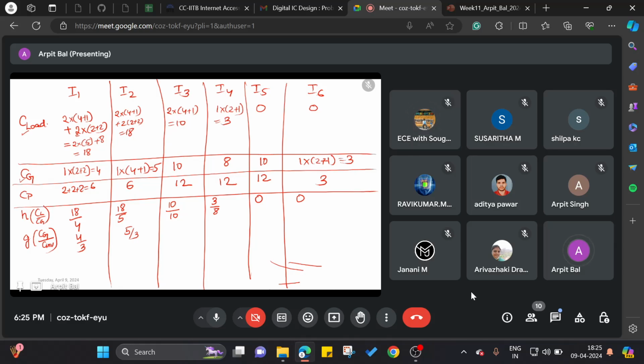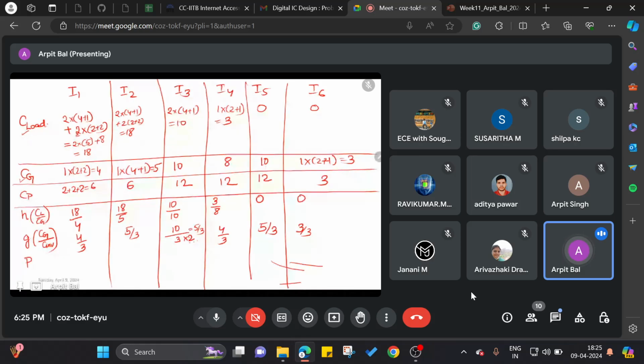Yeah, correct. So I3 is basically 10 by 3 into 2. This factor of 2 is there because we need to take an inverter of the same drive strength. I3 is a gate that has a drive strength of 2. So that is 5 by 3. Correct. What is I4? 4 by 3. Yeah, I4 is 4 by 3. I5 is 5 by 3. Yeah, and I6 is 3 by 3, that is 1.